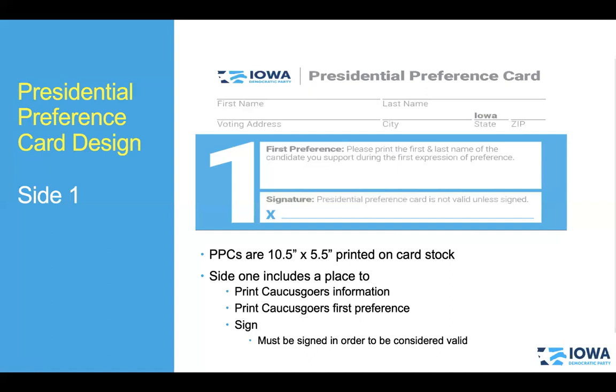And I know that there are some people who are worried about the spelling of their candidates. So in later trainings and information that we'll be putting out through the Iowa Democratic Party, we will put out guidance on what we can accept as names for the candidates. And then you must also sign the presidential preference card. It is not valid unless it is signed. So in the event of a recount, if you forget to sign your card, your preference may not be counted for your desired candidate.